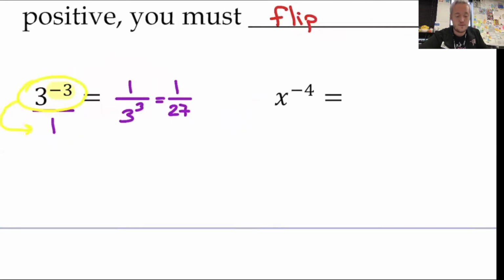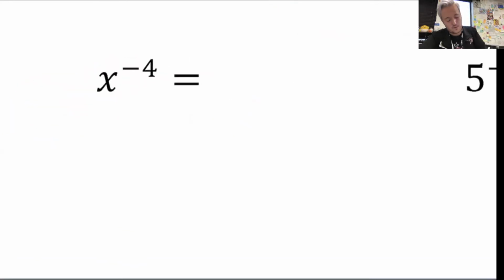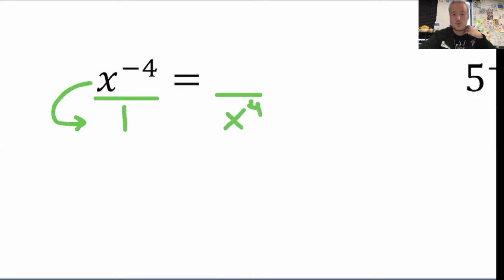All right, so similarly, x to the negative 4. I'm going to start by making it a fraction. Because of this negative 4 here, all of this is going to go to the bottom. So I'm going to have x to the positive 4. Once you switch the side, the exponent sign switches. Then we don't have anything on the top, which means we just have a 1. So our final answer here is 1 over x to the 4th.